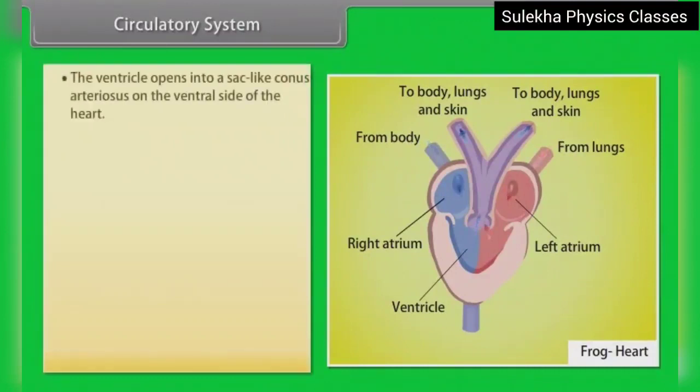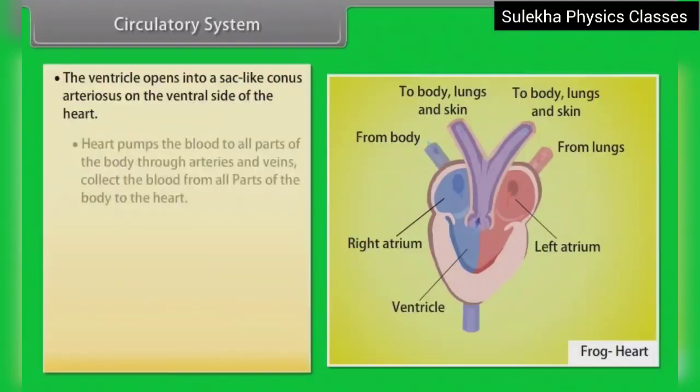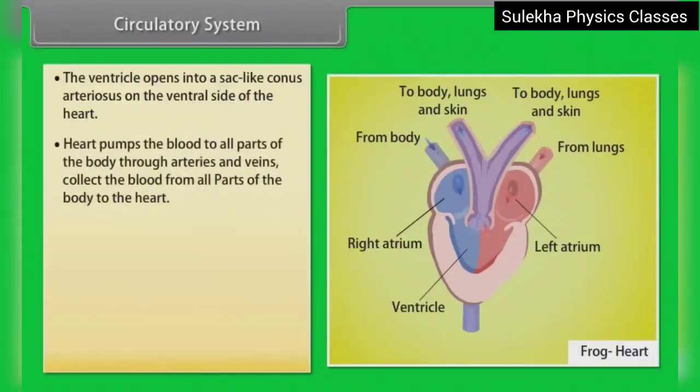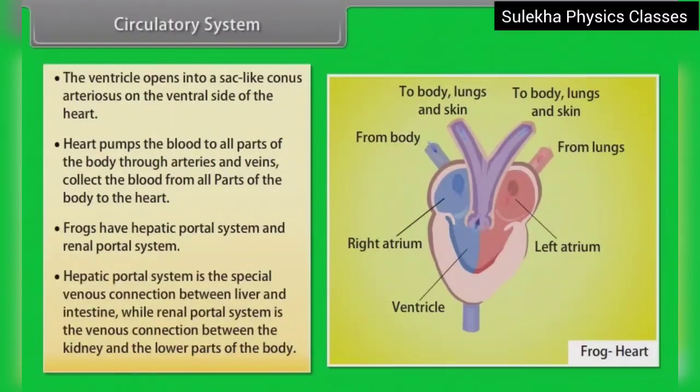The ventricle opens into a sac-like conus arteriosus on the ventral side of the heart. The heart pumps the blood to all parts of the body through arteries, and veins collect the blood from all parts of the body to the heart. Frogs have hepatic portal system and renal portal system. The hepatic portal system is the special venous connection between liver and intestine, while the renal portal system is the venous connection between the kidney and the lower parts of the body.